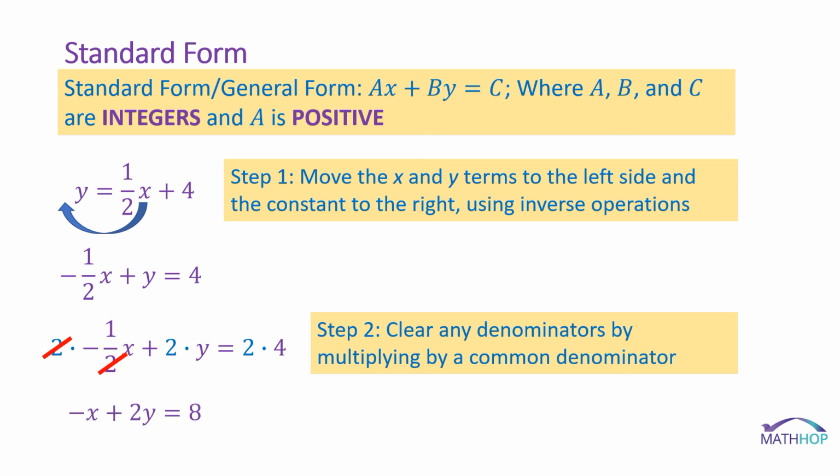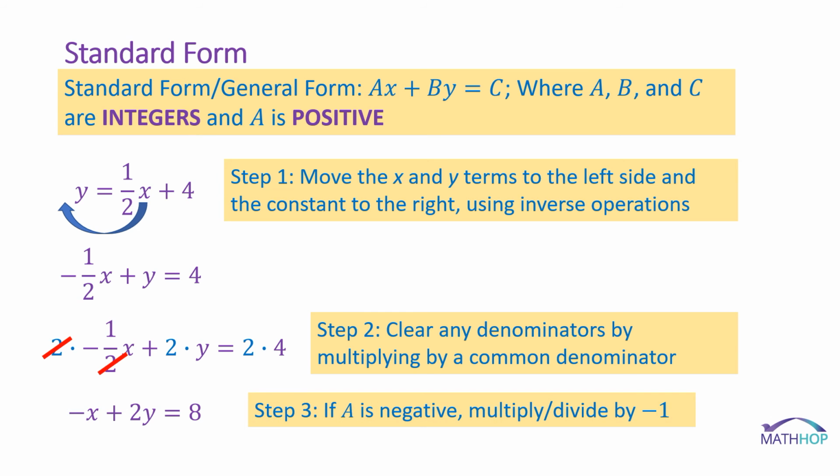So we get negative x plus 2y equals 8. Remember we said a had to be positive? So our step 3: if a is negative, either multiply or divide by negative 1. The reason I say multiply or divide by negative 1, even though I know we will clearly just divide by negative 1, is because multiplying by negative 1 gives you the same result as dividing by negative 1. So it matters not which one you do.